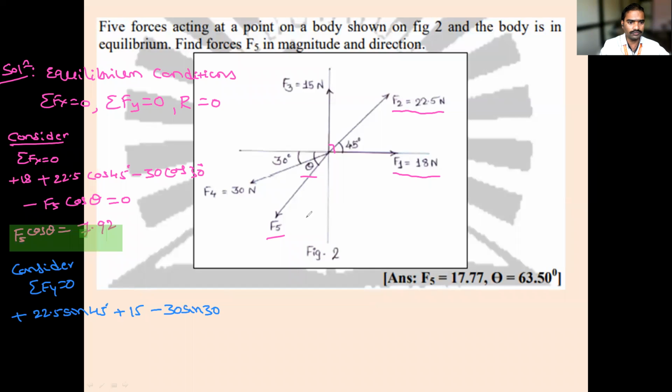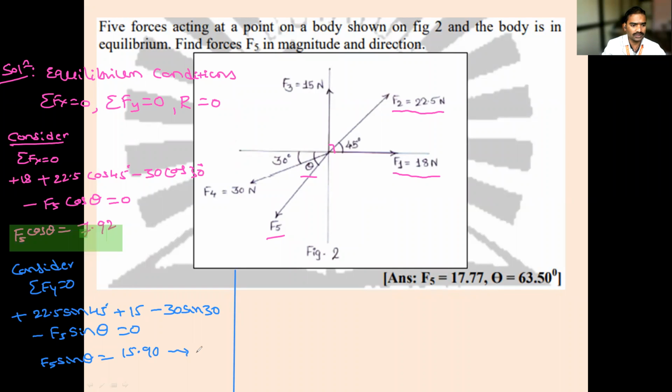Then there is F5. F5 is also moving downward, so minus F5 sin theta is equal to 0. This minus F5 I will transfer to the right hand side. So it will become F5 sin theta is equal to. Calculate, what is the answer you get? 15.90. Okay, all of you are getting the same answer.